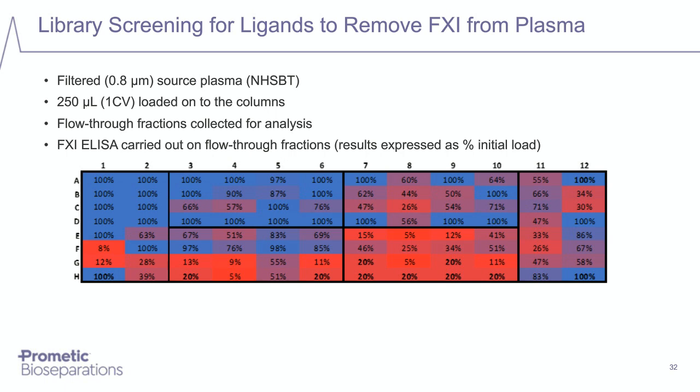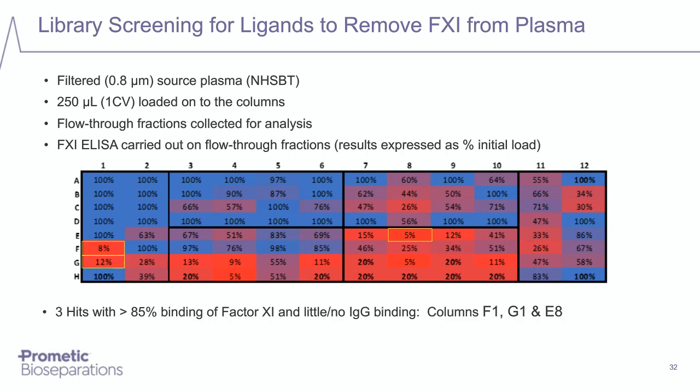What we've done here, we've taken plasma and we have now a factor 11 ELISA. And like we've done previously, we've passed those through the column blocks and we've looked at the flow-through fractions and identified fractions that are low in factor 11, because that means we've then captured the factor 11 on those columns. You can see here 3 ligands are very effective at capturing and removing factor 11, but they have low binding of IVIG, which is what we want to see.